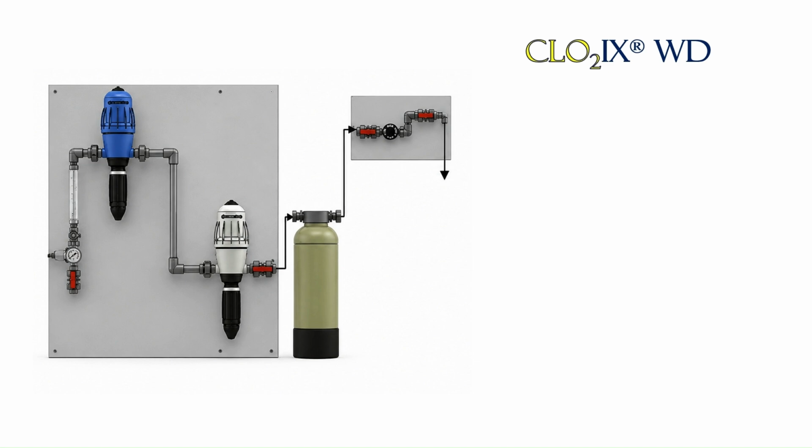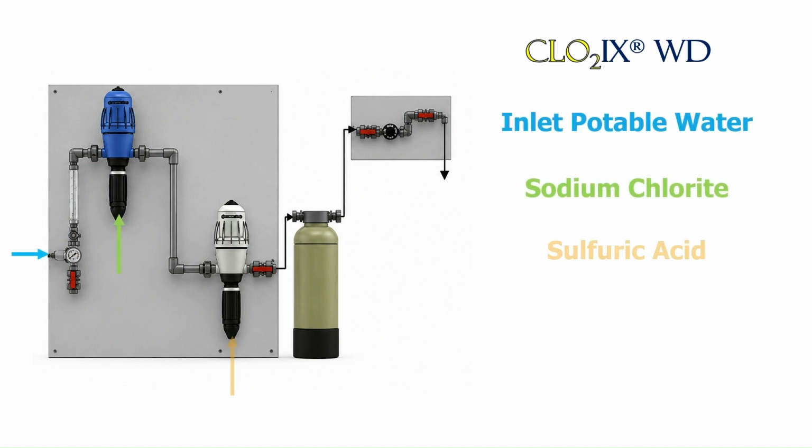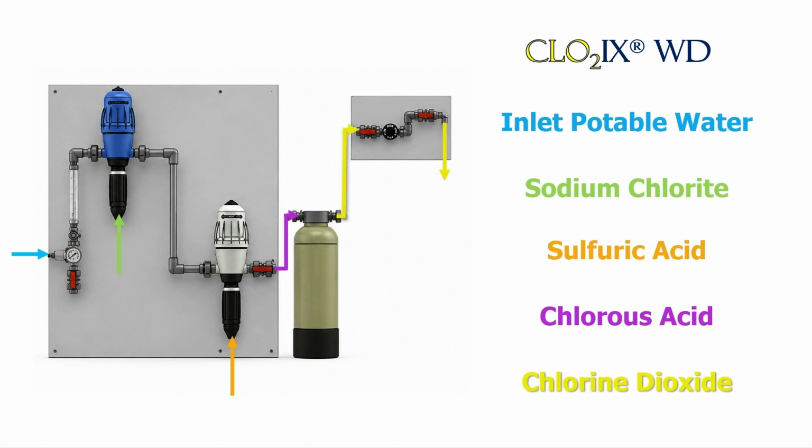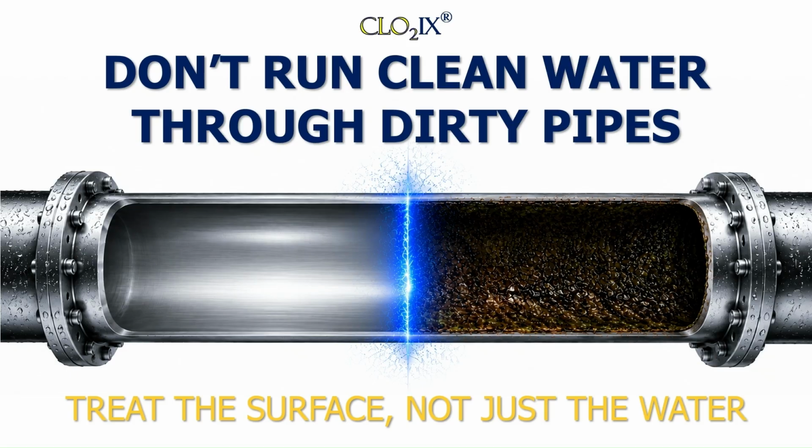The WD system uses sulfuric acid and sodium chlorite to form chlorous acid. The catalyst converts this into chlorine dioxide at concentrations up to about 1,650 milligrams per liter. This provides a simple and effective chlorine dioxide generation method.